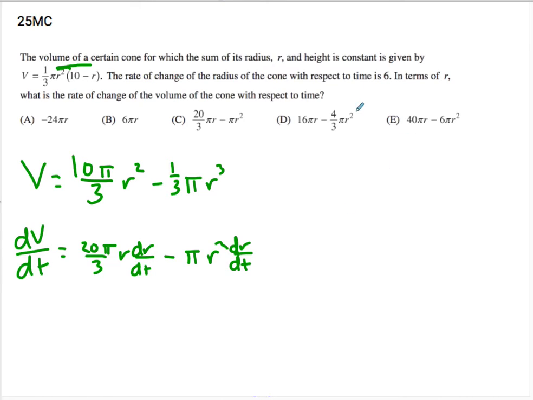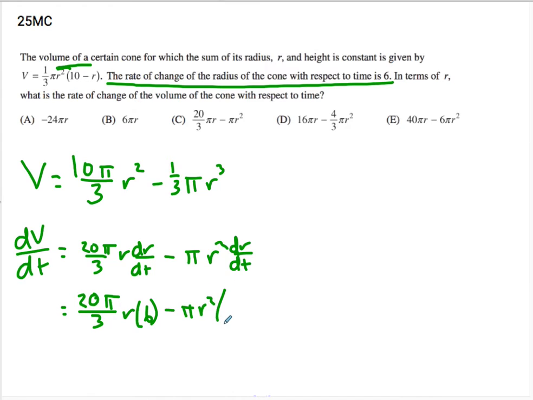And then they tell us that the rate of change of the radius of the cone with respect to time is 6. That means dr/dt equals 6. So every place I see dr/dt, I'm throwing in a 6. So we got 20π over 3 r times 6 minus πr² times 6.